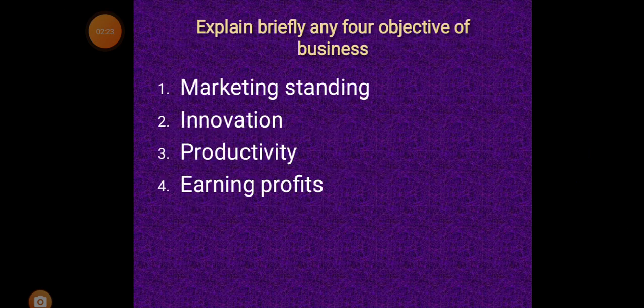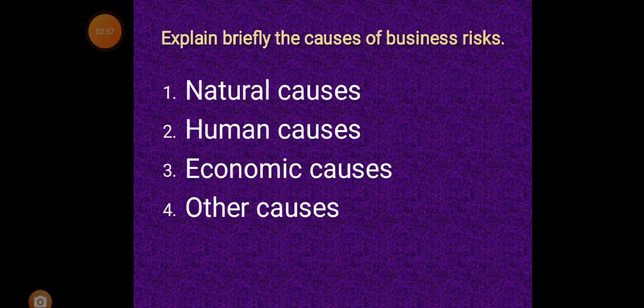Explain briefly any 4 objectives of business. Earlier, when we were discussing the first chapter under 8 marks, we discussed social objective, personal objective and economic objective. You can write those 3 heads and explain under them. If not, you can explain these points also. First one, market standing. Second one, innovation. Third one, productivity. Fourth one, earning profits.